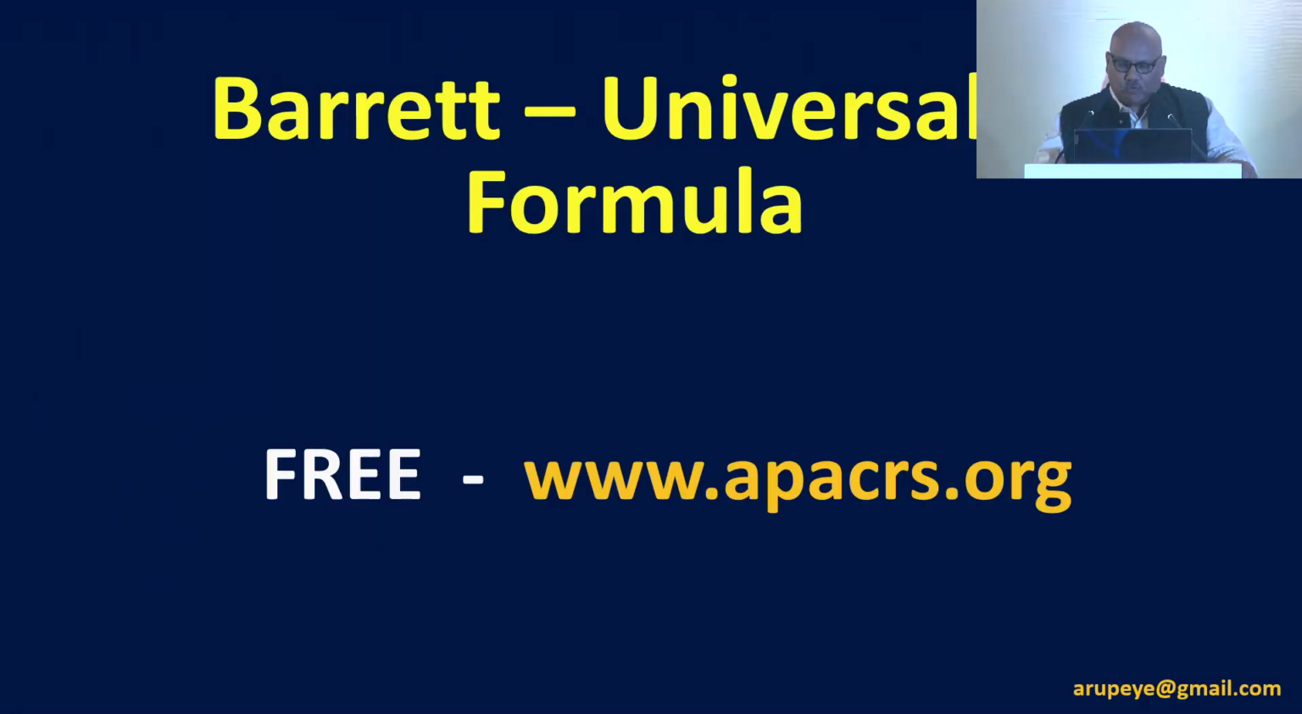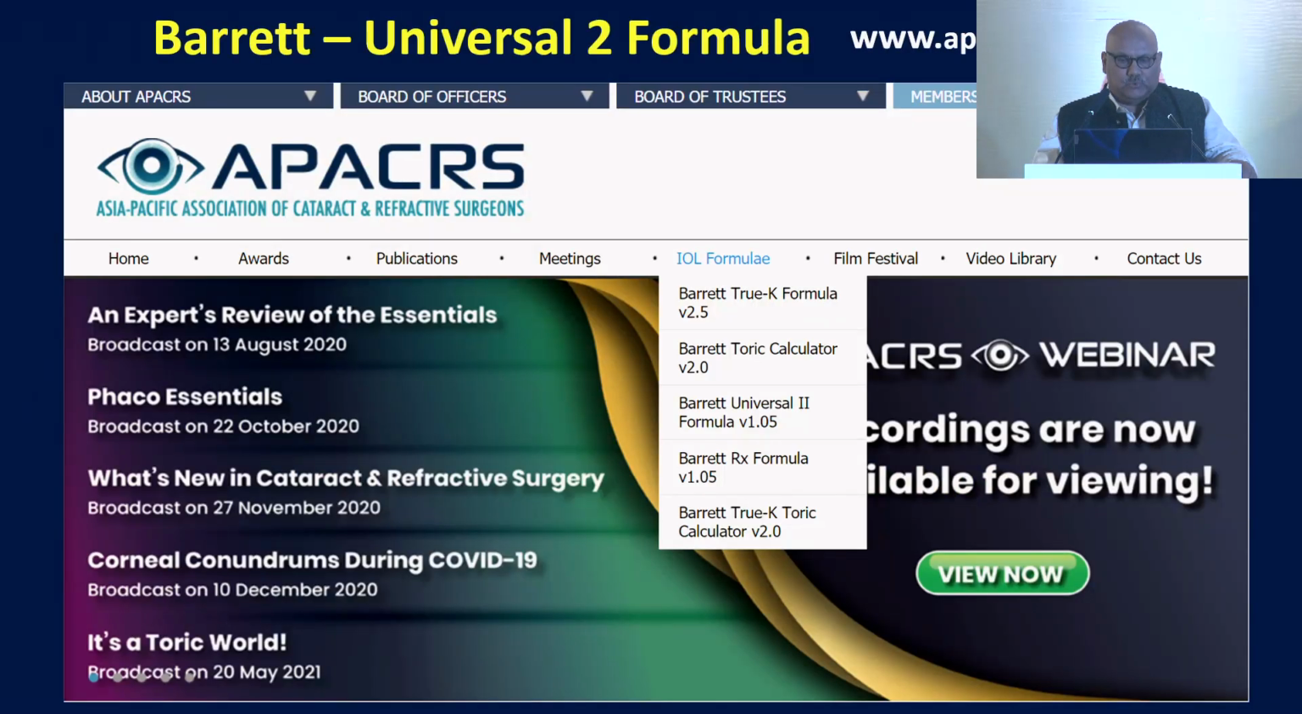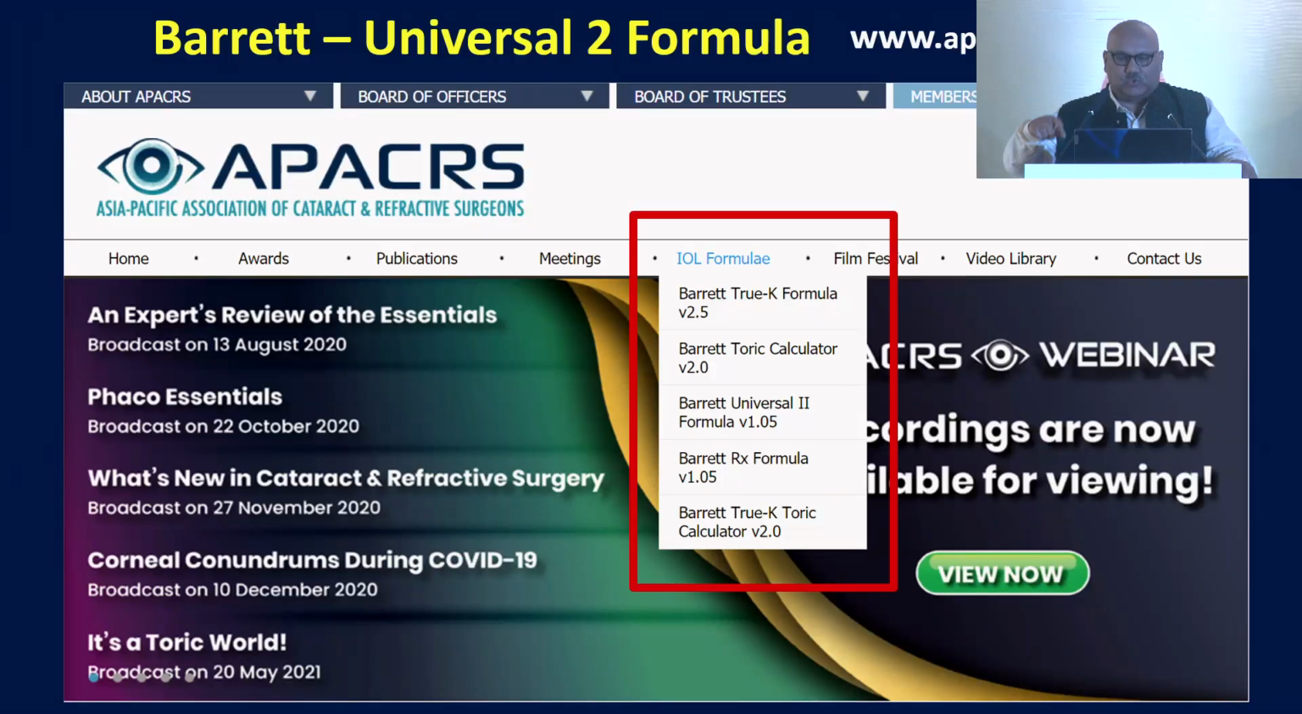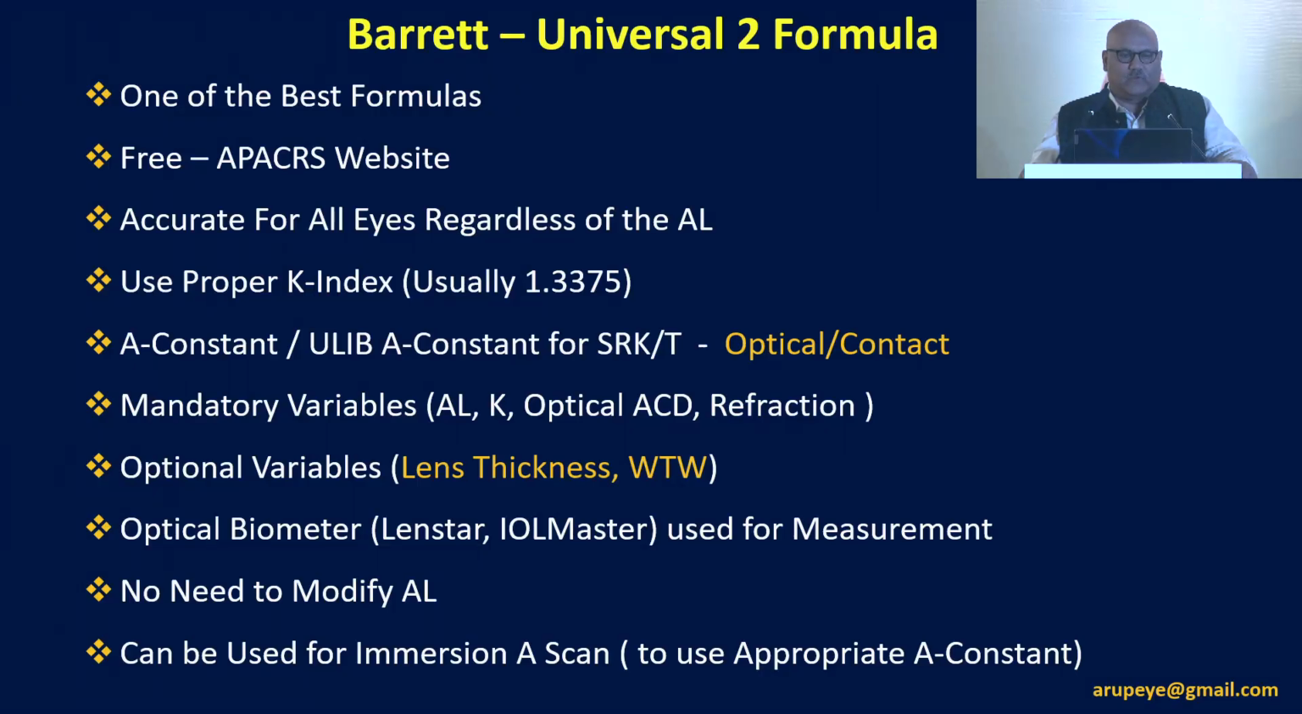So my go-to formula is Barrett Universal 2. It is there in the APACRS website. It gives you the entire Barrett suite. I actually use a Barrett toric calculator for all my routine cases. And then Barrett TrueK formula and Barrett TrueK toric calculator for post-refractive surgery eyes. So all your IOL power requirements can be satisfied by the Barrett suite of formulas.